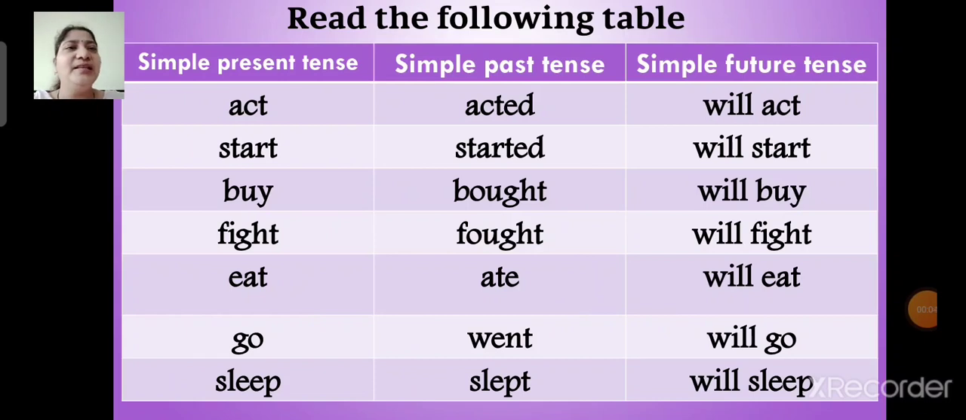Now children, read this following table. Simple present tense, simple past tense and simple future tense. Act, acted, will act. Start, started, will start. Buy, bought, will buy. Fight, fought, will fight. Eat, ate, will eat. Go, went, will go. Sleep, slept, will sleep.